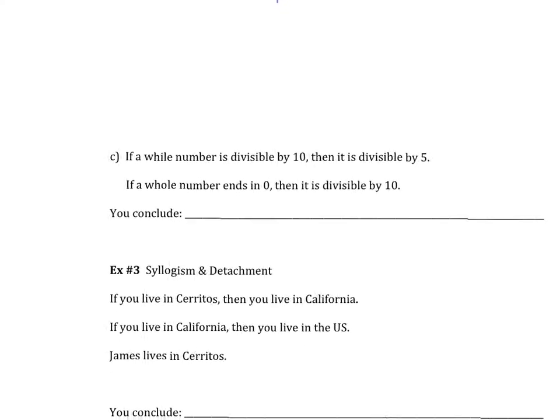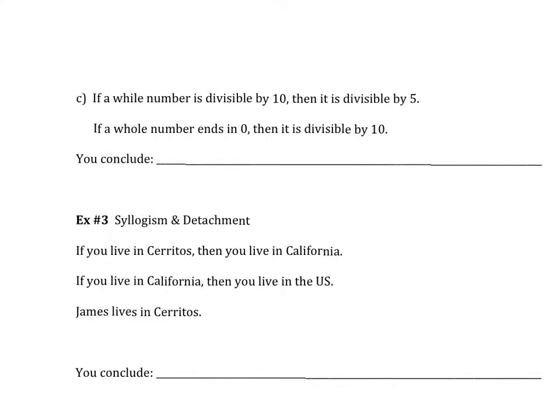Okay. Here's another one. And I wrote a while instead of a whole. Sorry, this is whole. If a whole number is divisible by 10, then it's divisible by 5. If a whole number ends in 0, then it's divisible by 10. So both of those are true statements. What are the 2 that are the same? Divisible by 10. So we're going to take away divisible by 10, and what's the statement you're left with?